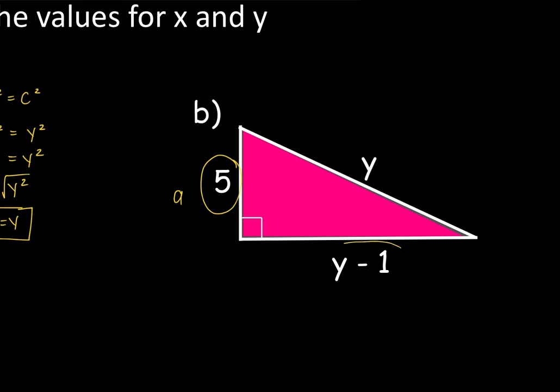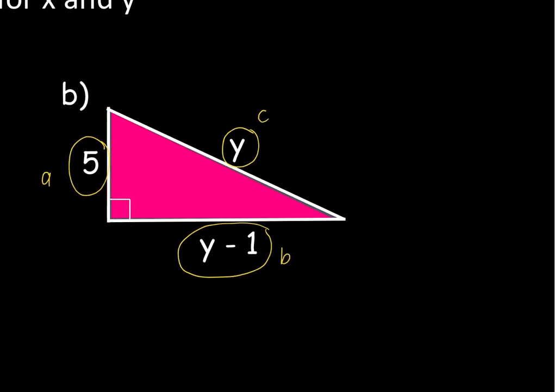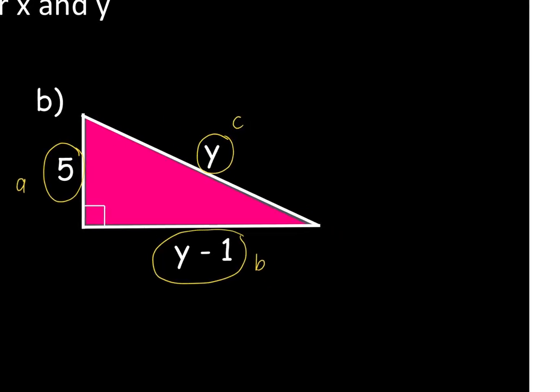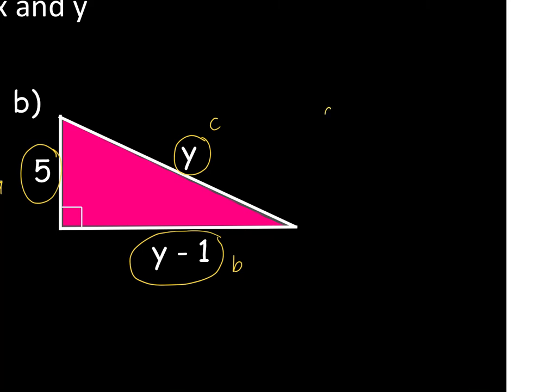And what about y minus 1? That's going to be B. And y is C. Now we've got a squared plus b squared equals c squared. A is 5. Let's square it: 25. So this is 25, plus b, which is y minus 1. We're also going to square that. Equals c, which is y squared.